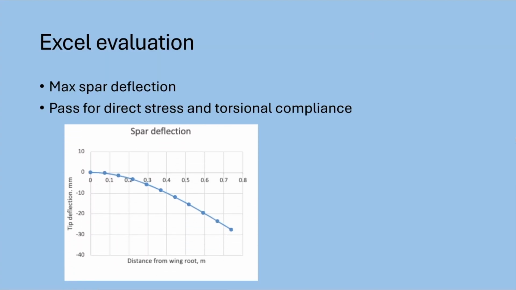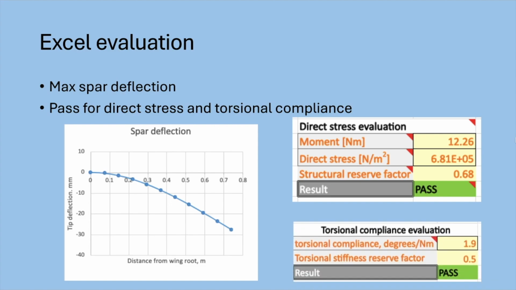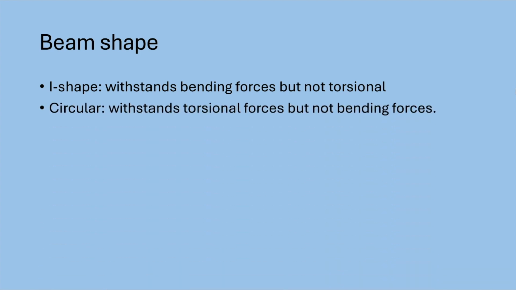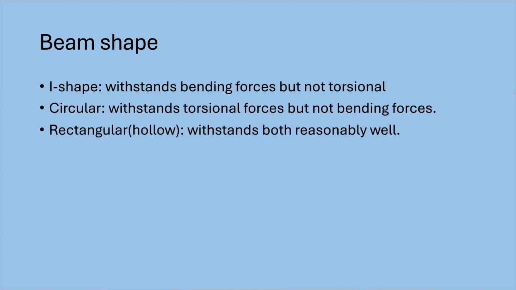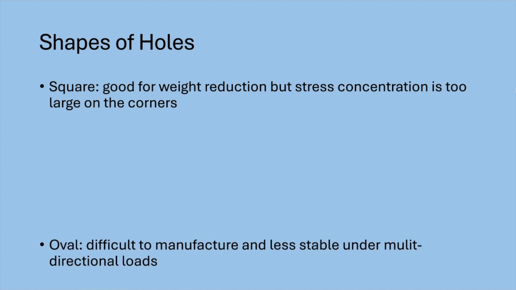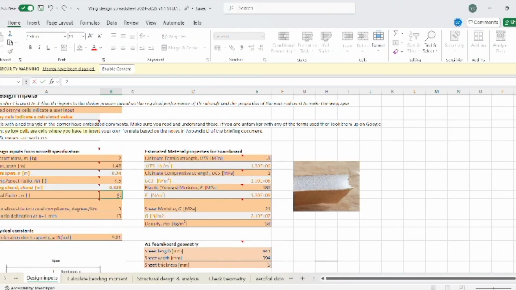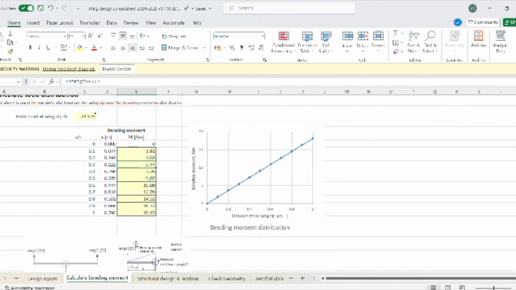For the wing design, we used Excel spreadsheets to analyze the effect of design inputs on parameters such as bending moments, geometry, and torsional compliance. After analysis, we determined that a hollow rectangular beam was best for withstanding both bending and torsion. We also found circular holes to be most efficient for the spar, as they reduced the weight and were reasonably sturdy. Using the Euler-Bernoulli beam theory, we can calculate the maximum direct stress that can act on a spar.